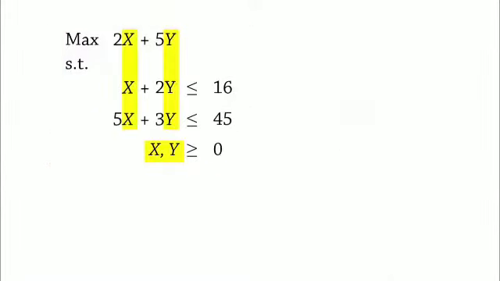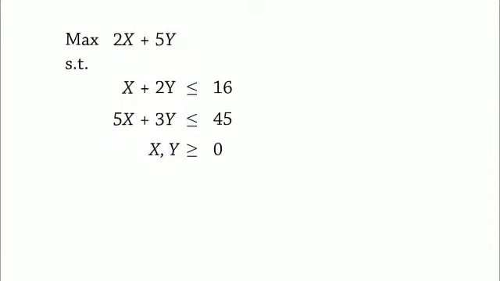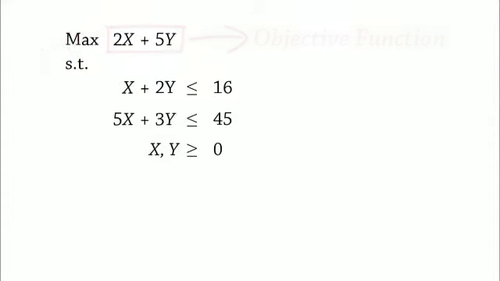The x and y in this model are referred to as decision variables. They tell us what quantity to buy, produce, sell, or transport, and so on. The 2x plus 5y here is referred to as the objective function, which we want to maximize. In linear programming, we either maximize or minimize the objective.